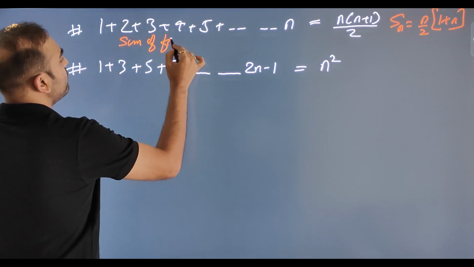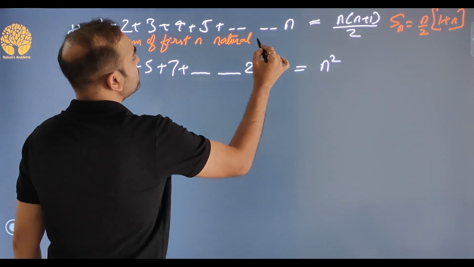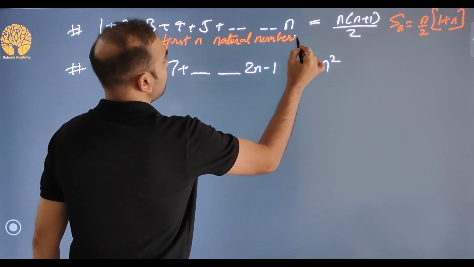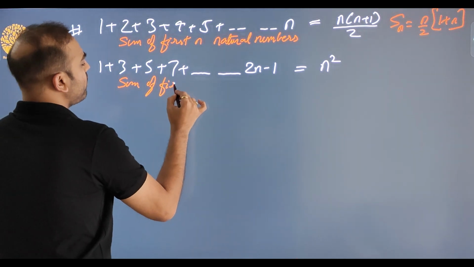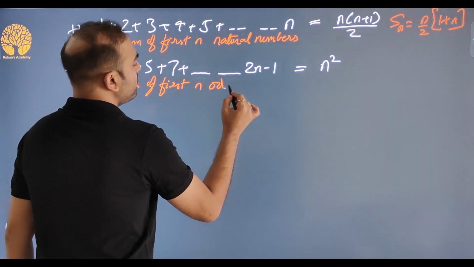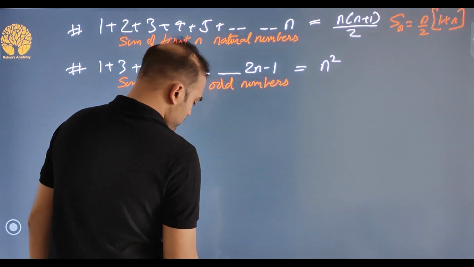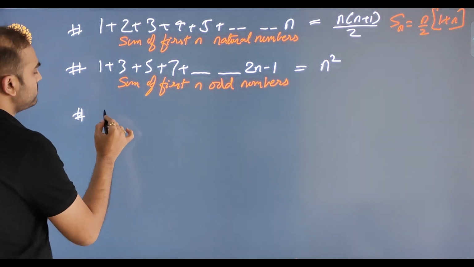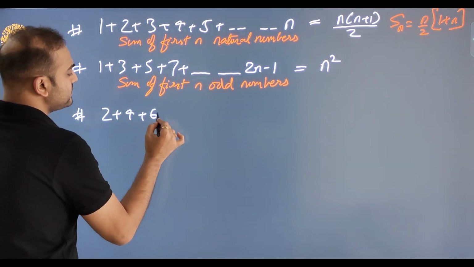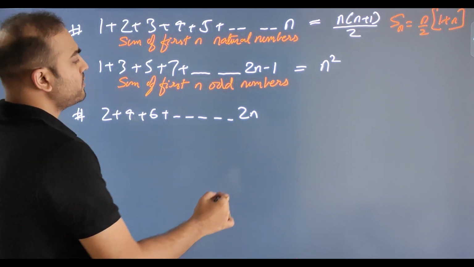sum of first n natural numbers. This is the series for sum of first n odd numbers. Okay. So similarly, if we have even numbers, 2 plus 4 plus 6 till 2n, right?